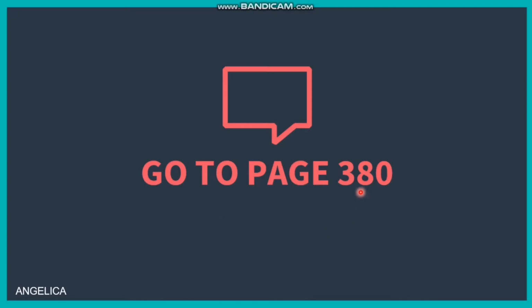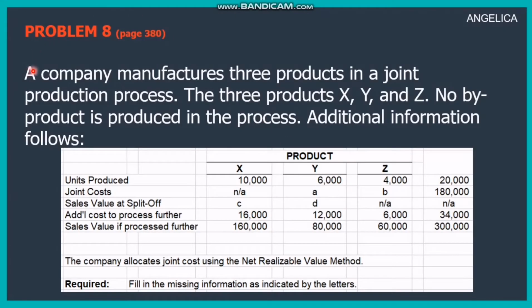Good day, everyone. Now we shall proceed to problem 8. Please go to page 380. Problem 8 states that a company manufactures three products in a joint production process. The three products are X, Y, and Z. No byproduct is produced in the process. Additional information follows.